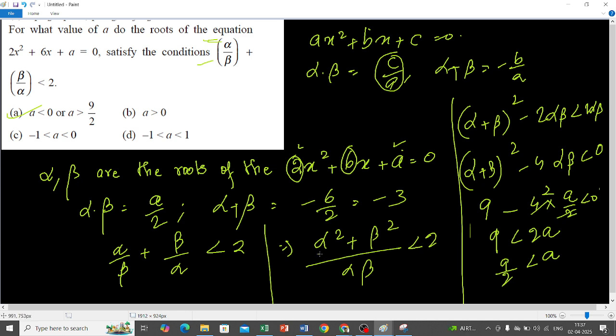Okay, now what is alpha square plus beta square? Alpha plus beta whole square minus 2 alpha beta less than, this one goes over there, 2 alpha beta. 2 alpha beta comes over here, minus 4 alpha beta less than 0.